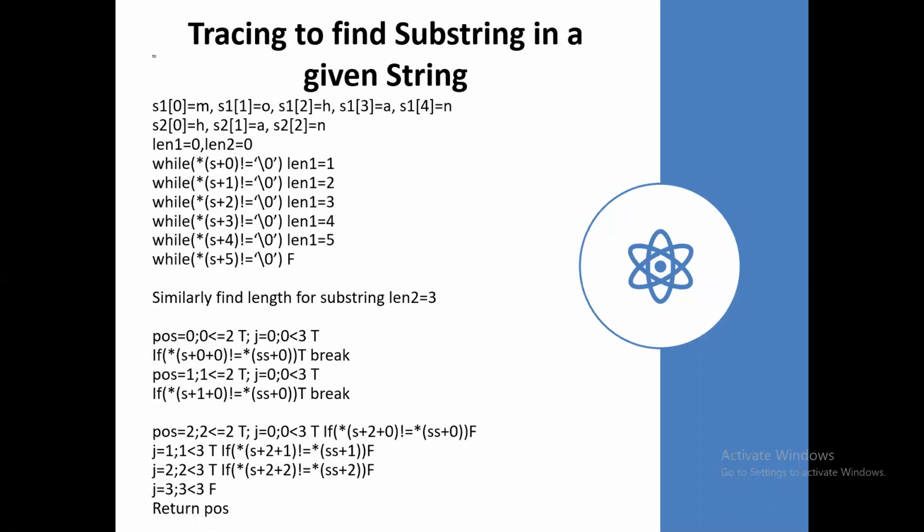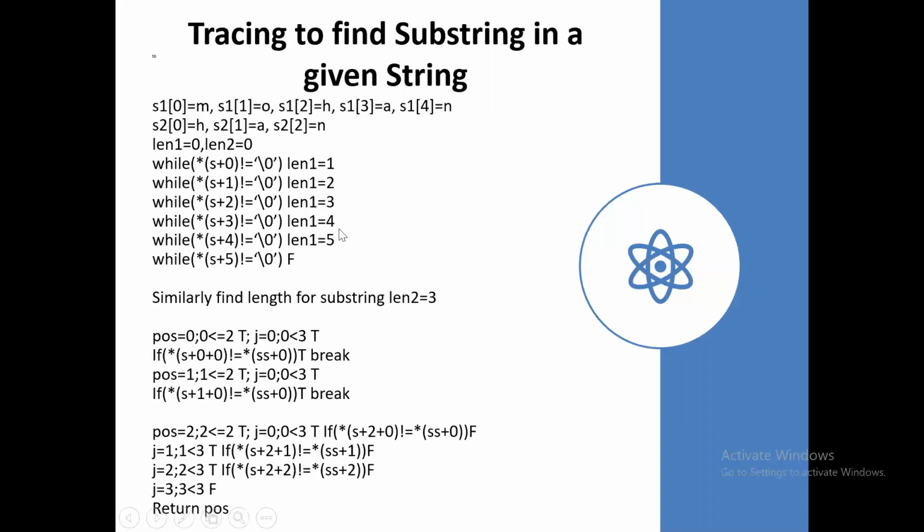Assume I read Mohan. Then with respect to the substring, I read HAN, that is s2. Now what's my duty? First I am going to find length 1, the character length of the first string, and length 2, the character length of the second string. Length 1 and length 2 are initialized to 0, right? While *(s + 0), this is pointing to m, not equal to the null character, length 1 was previously 0, now it is incremented by 1, length 1++.